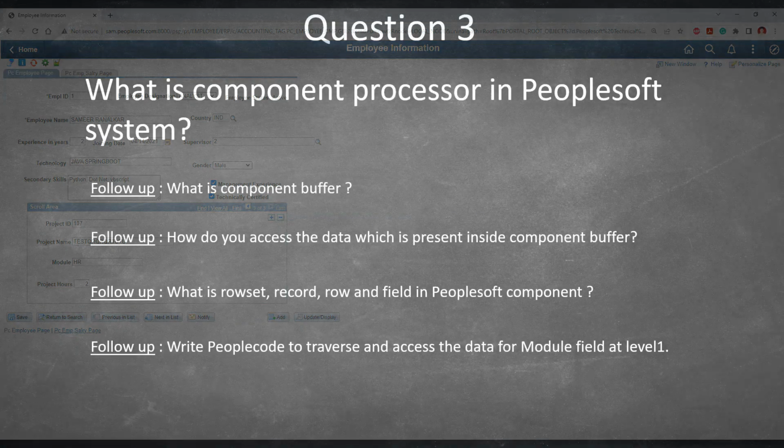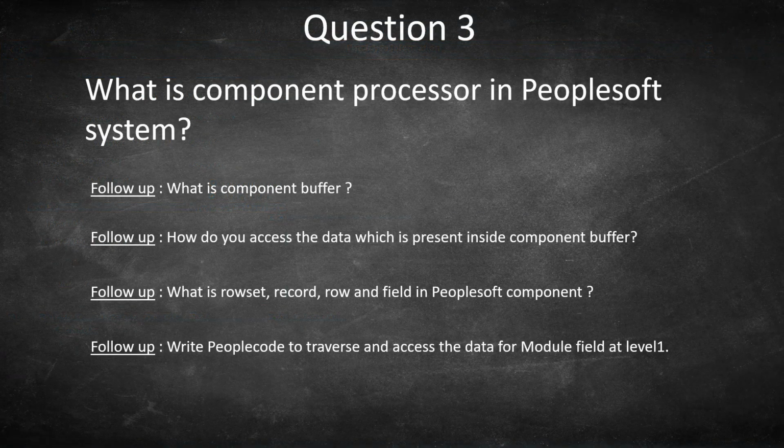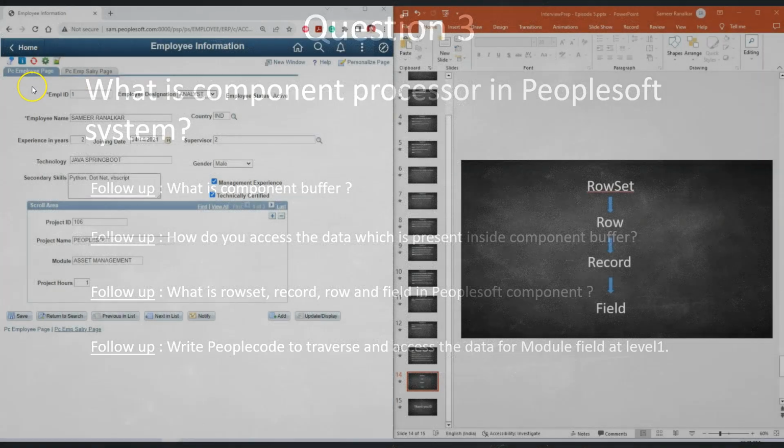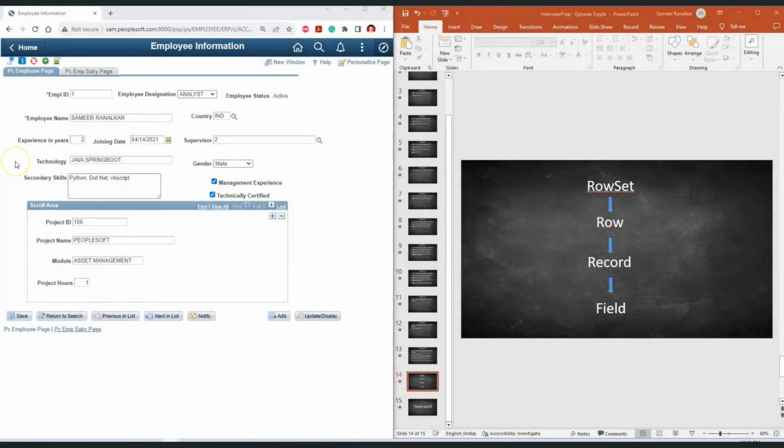Another follow-up question is, write PeopleCode to traverse and access the data for the module field which is present at level 1. If you see, this is the level 0 area of this page, and now we will start from the row set. Row set is nothing but a collection of rows. In the PeopleSoft system, we have only one row at level 0. So we will get that row using the get level 0 function.